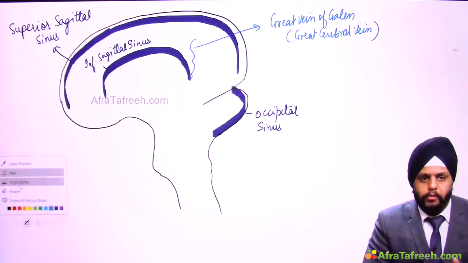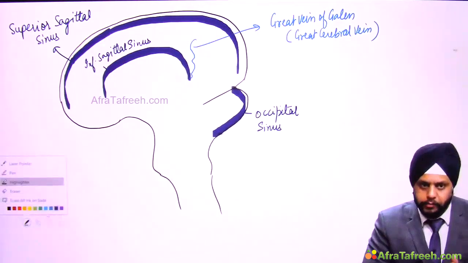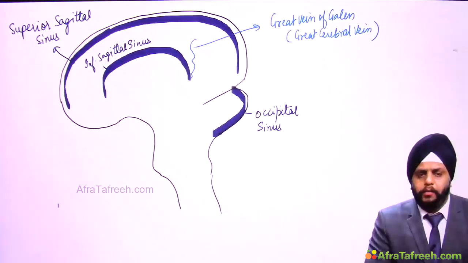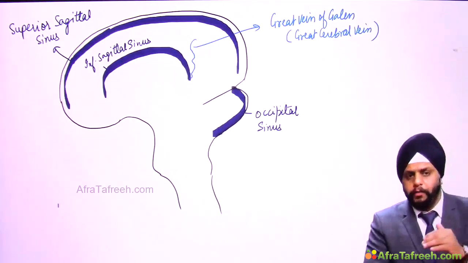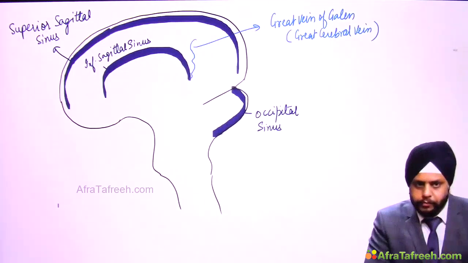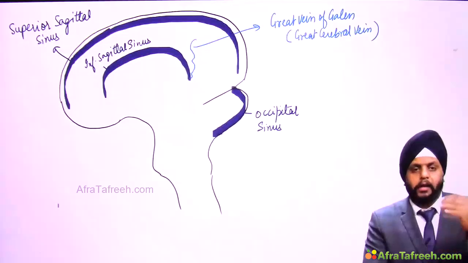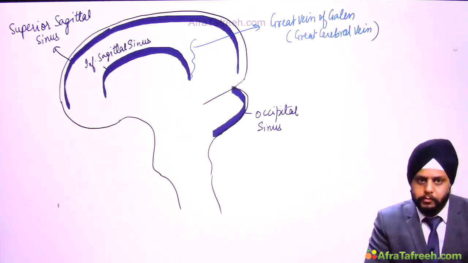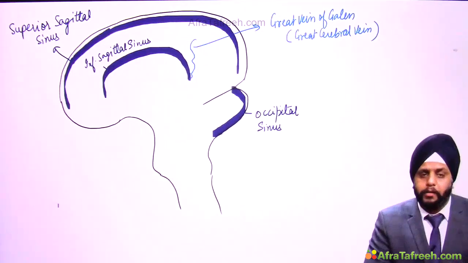Now what happens to this guy after marriage? This guy, the inferior sagittal sinus, was curved. His father was also curved. So the son has taken the characteristics of the father: father is curved, son is also curved. But what happens after marriage?